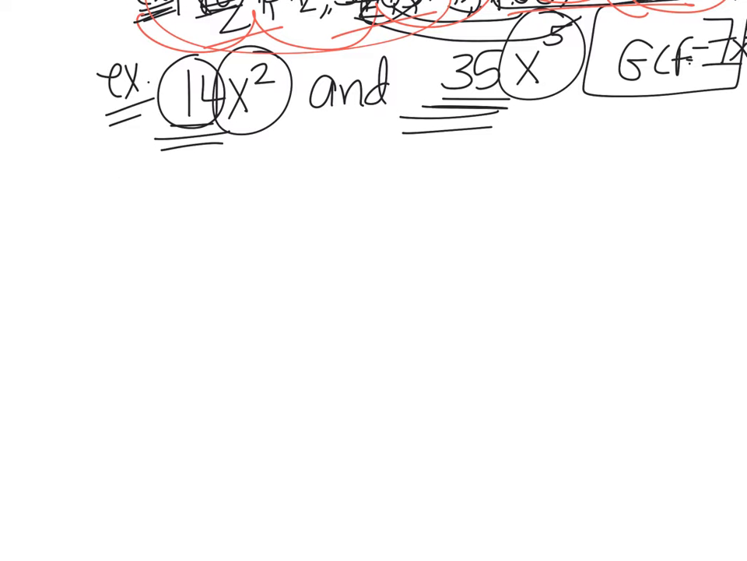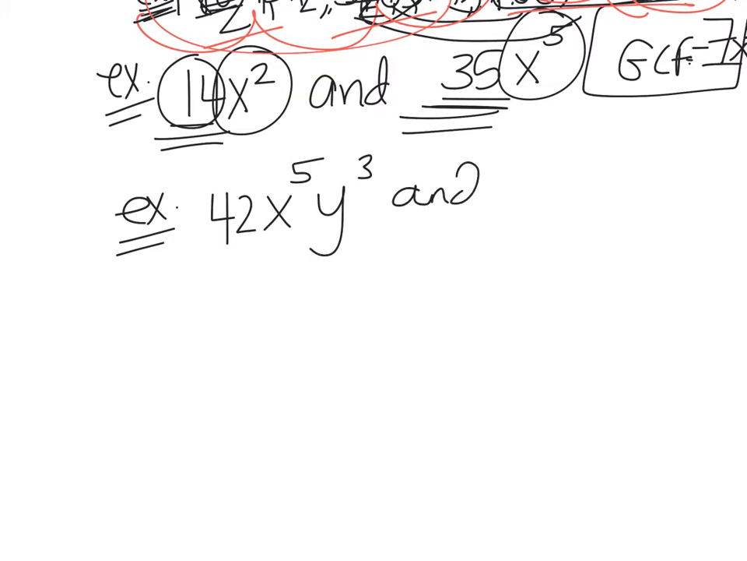If we do one more before we start putting it together. What if I did this? Actually, I'm going to do 2 more. Let's do 42x to the fifth, y to the third, and 16x to the fourth, y squared. Whoa, that's a horrible number.